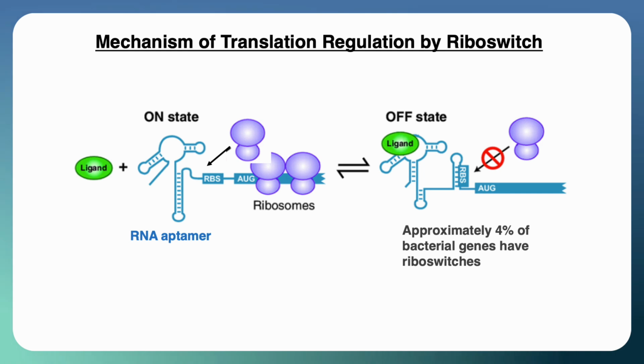This is the mechanism of translation on and off by the riboswitch. Since the riboswitch sequence specifically adsorbs certain low molecular weight metabolites, it can be considered a type of RNA aptamer. Riboswitches are present in approximately 4% of bacterial genes.